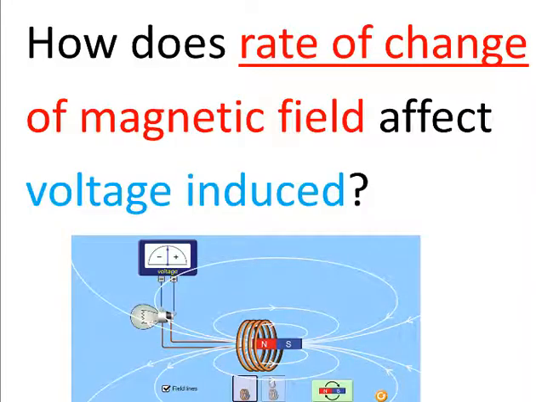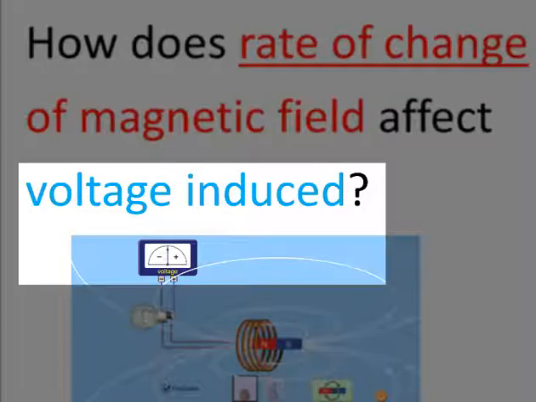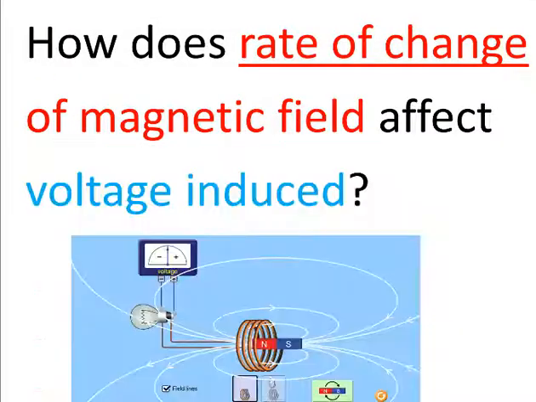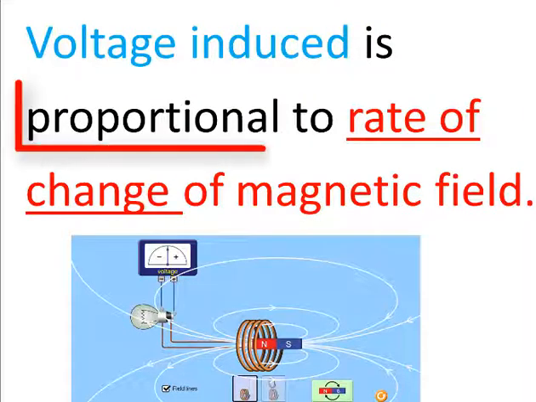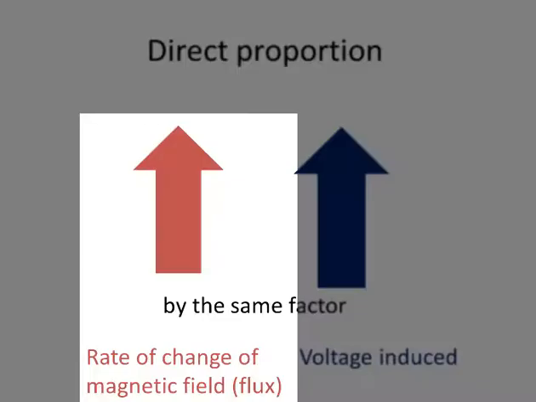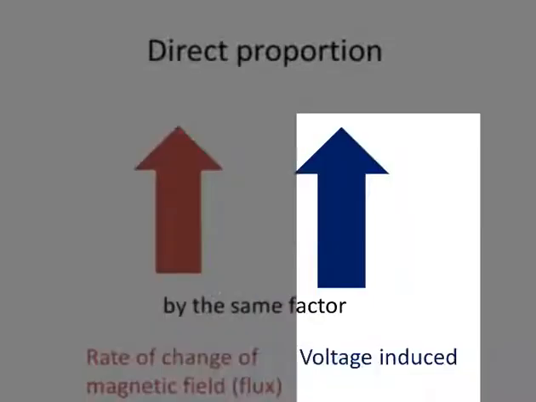So what is the relationship between voltage induced across a conductor and the rate of change of magnetic field experienced by it? They are proportional to one another. The voltage induced across a conductor is proportional to the rate of change of magnetic field experienced by it. Change the magnetic field at a greater rate, more rapidly, and a greater voltage will be induced.